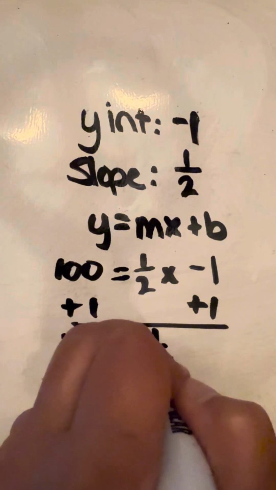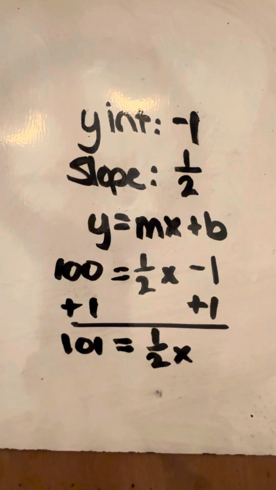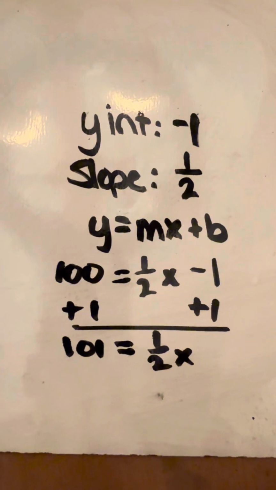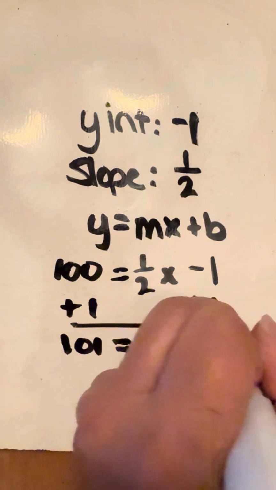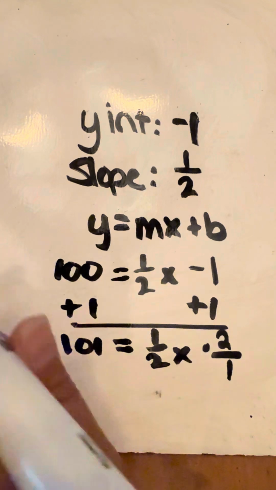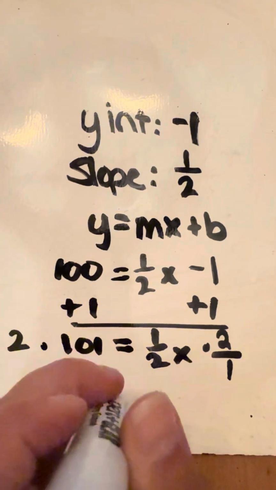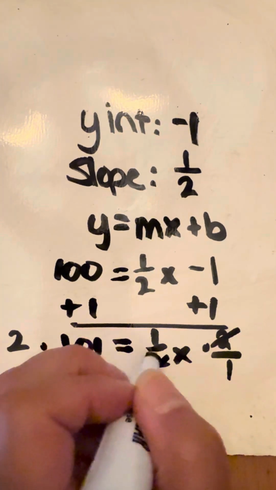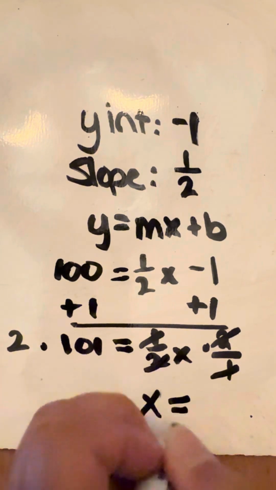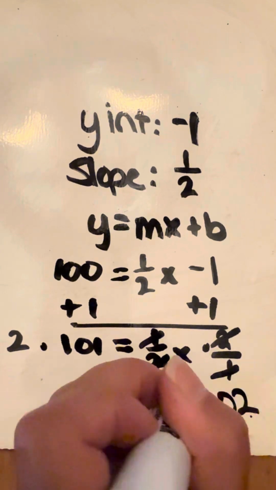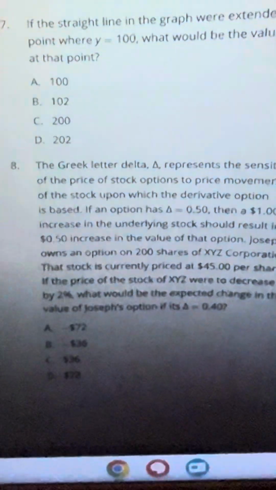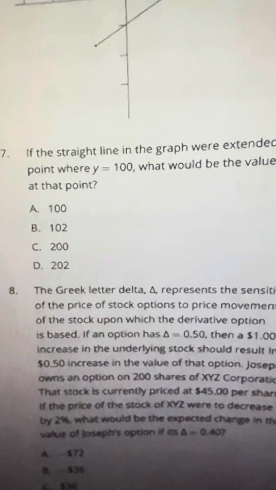You add over here 1/2 x, and then we wanna get rid of that 1/2. It's being multiplied, so we wanna divide it or multiply it by its reciprocal. So we're gonna multiply both sides by 2/1, or just 2. And if you do that over there, you're gonna do that over here. And this will cancel, leaving me with just x. And then 2 times 101 would be 202 for x. And when we look at the options to choose from, you can see that 202 is choice D, and that would be your finalized answer.